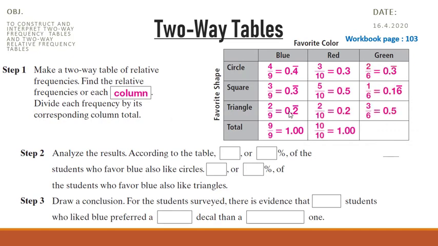Okay, and now back to the steps. The second step: how many students like blue circle? Blue circle is about 44%. Okay, and how many students like triangular blue? About 22%.